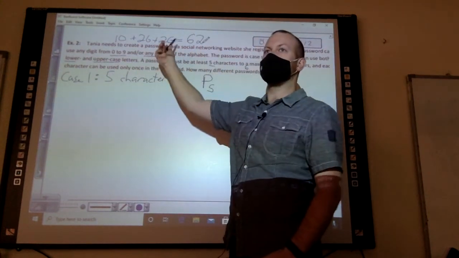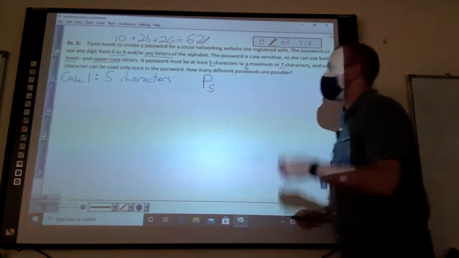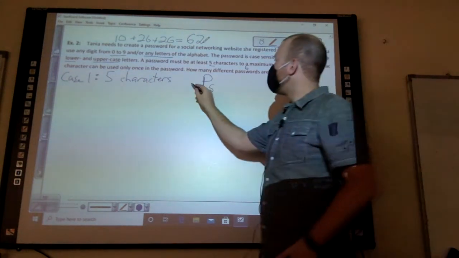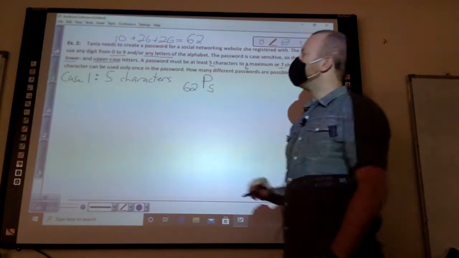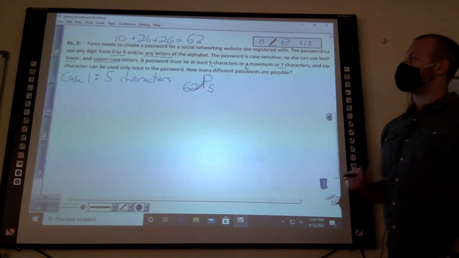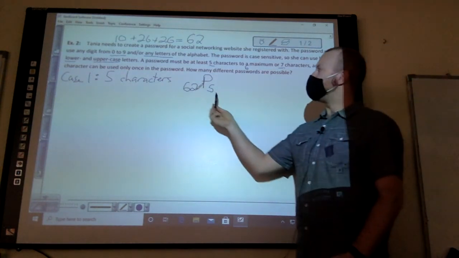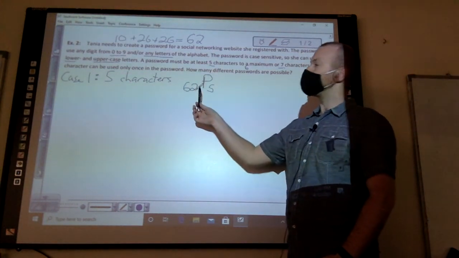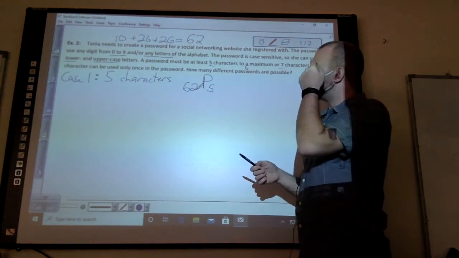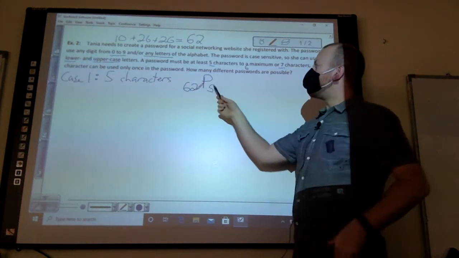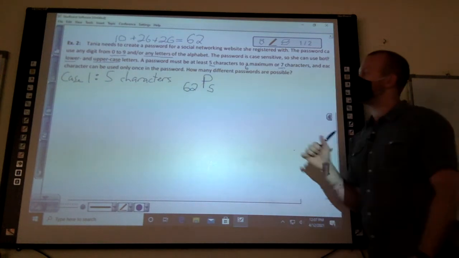Does this part up here make sense? Where that came from? Okay, perfect. So I've got 62 options. So in order to figure out how many 5-character passwords I'm going to do, I have 62 options for what I can put in the password, and I want to pick 5 of them because I cannot repeat.